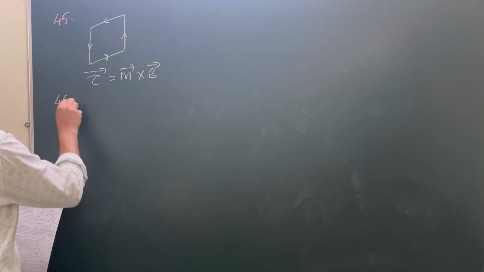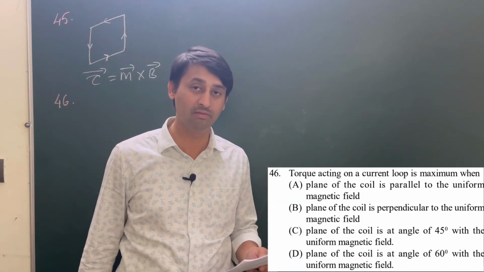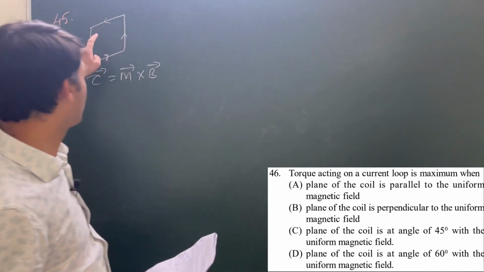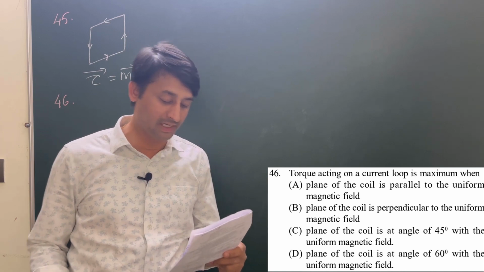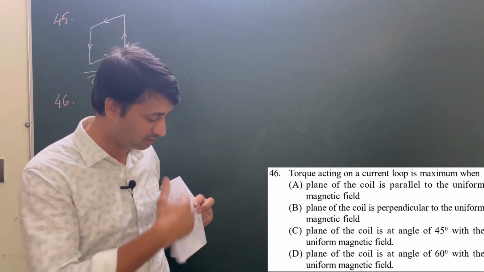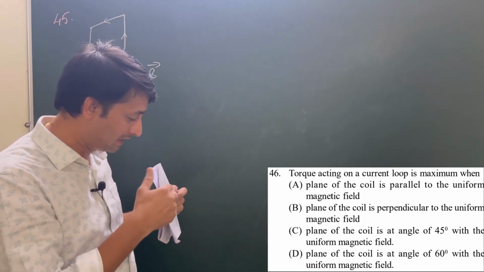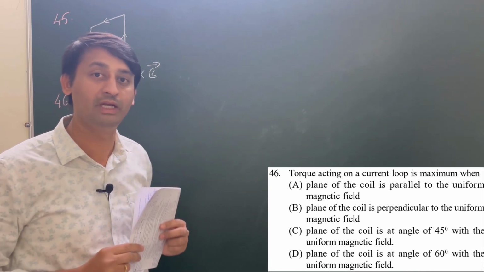Question number 46. Torque acting on a current loop is maximum. In this current loop, the torque acting on the current loop will be maximum when the plane of the coil is parallel to the uniform magnetic field. The plane of the coil and the magnetic field should be parallel.